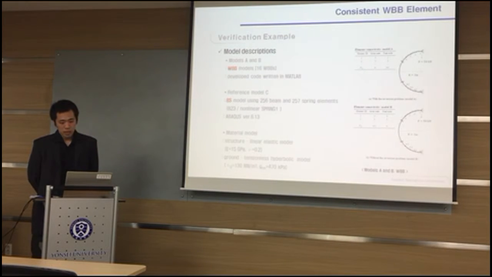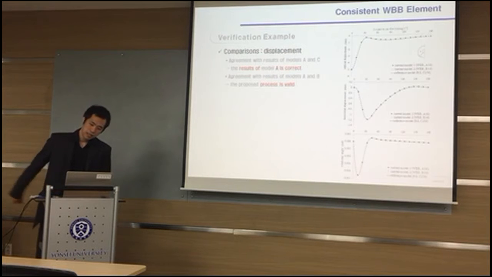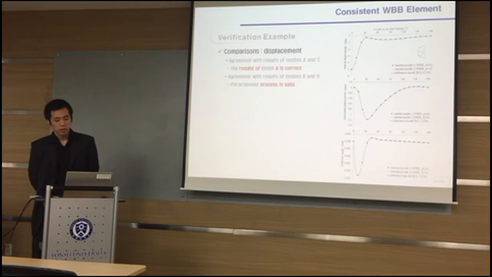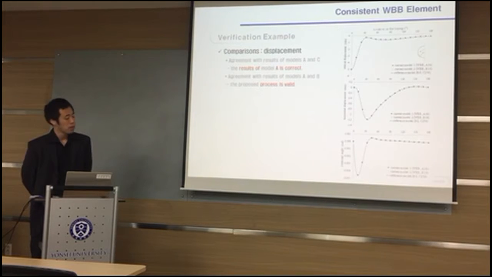For reference, a beam-spring model is also created by using Abaqus. Abaqus was selected due to providing nonlinear spring elements. The results of all models are exactly the same as each other. Agreement with the results of models A and C indicates the accuracy of the WBB model, as well as agreement with the results of models A and B indicates the validity of the proposed process.